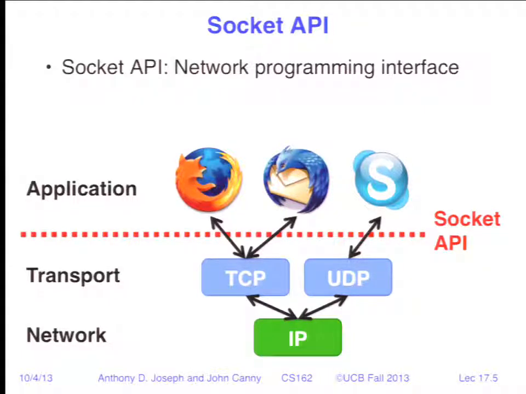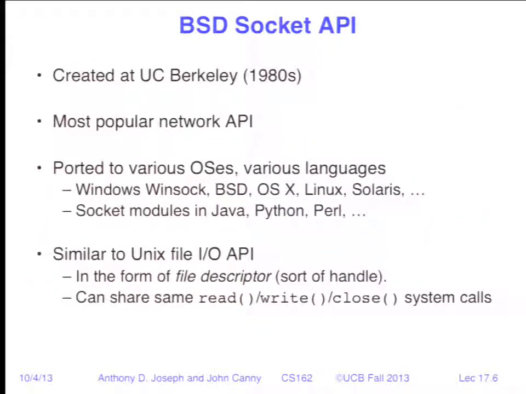Now, where do you think the socket API was invented? Wrong answer, sorry, not Stanford. Berkeley, right? Back in the 1980s, it was part of the Berkeley standard distribution. It is the most popular network API today in many, many billions of devices. Every smartphone supports the socket API.